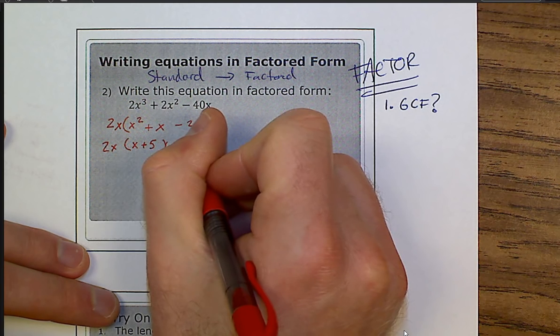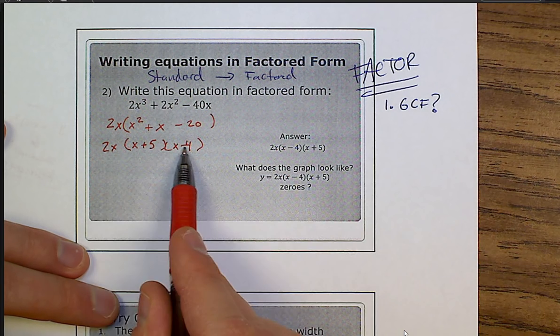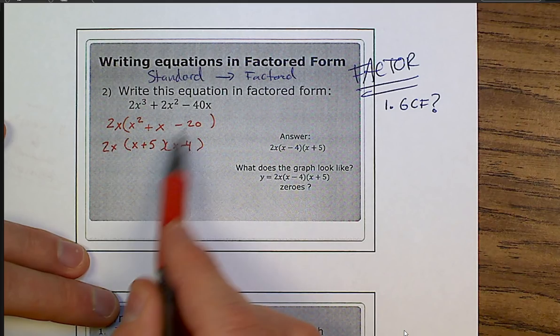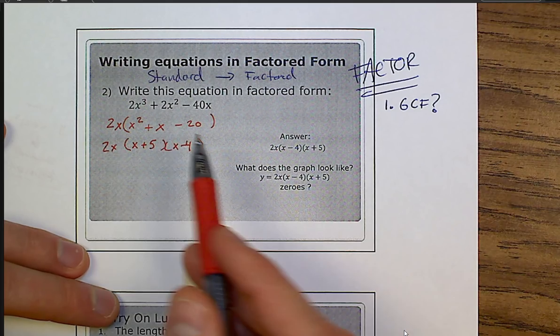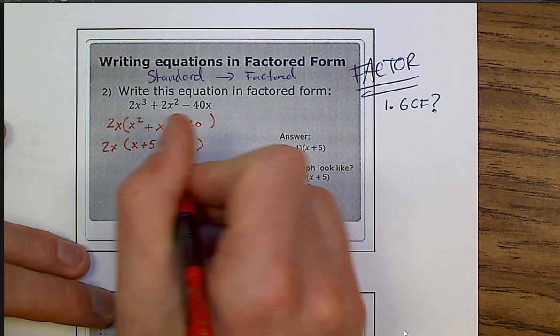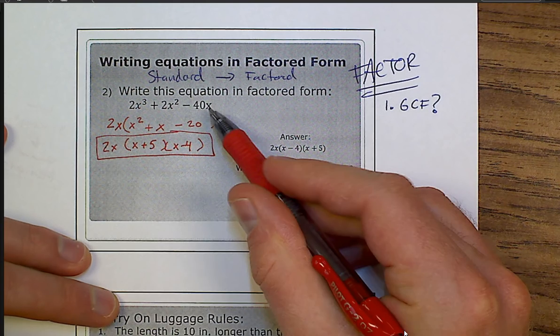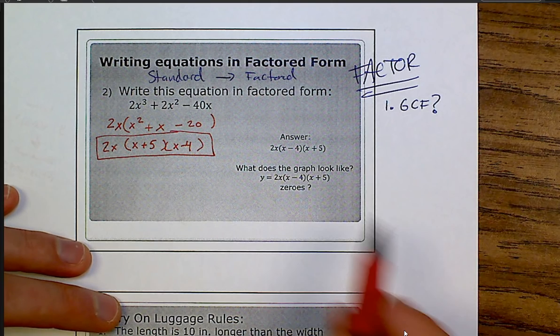5 times negative 4 is negative 20. Check. 5 minus 4 is a positive 1. Check. So this is our answer. We went from standard form to factored form. Okay? And you can see the answers right there.